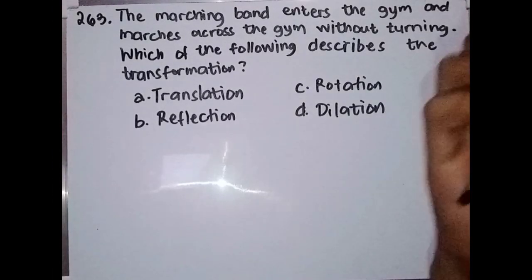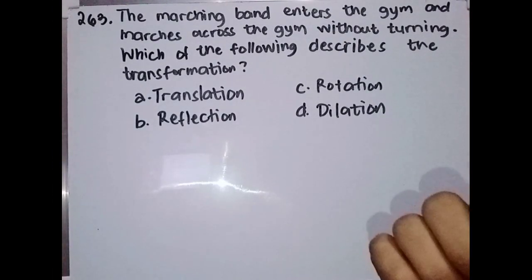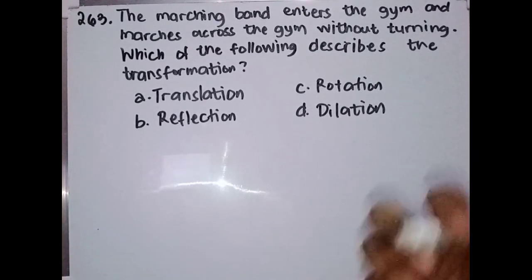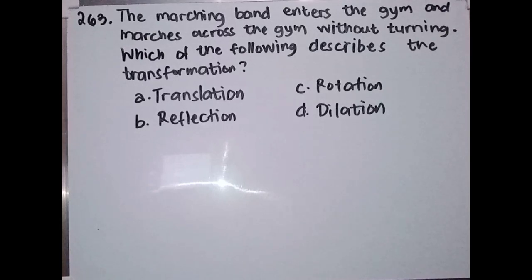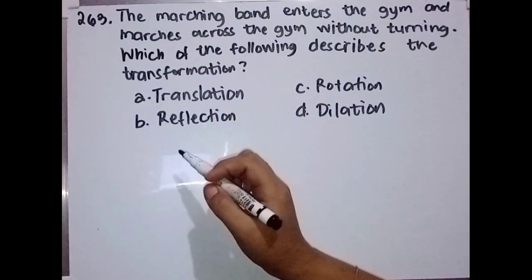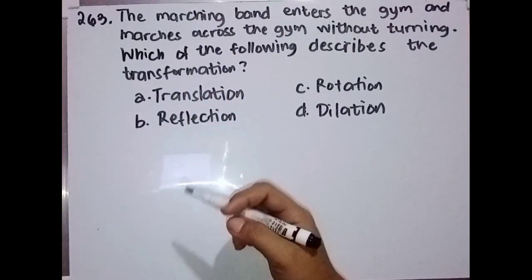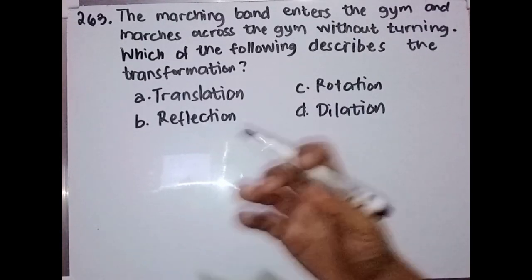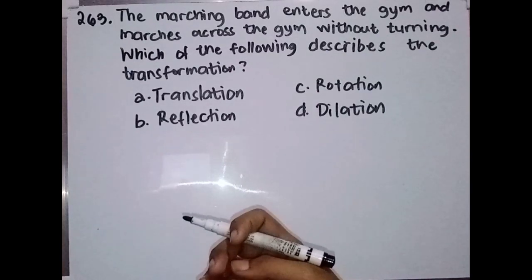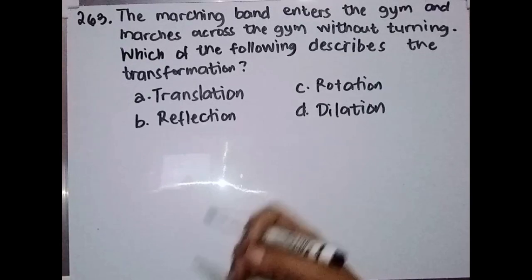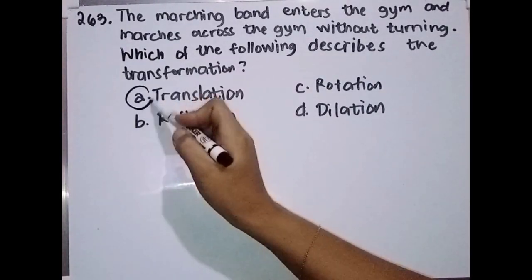Let's proceed to 263. The marching band enters the gym and marches across the gym without turning. Which of the following describe the transformation? It is translation. Why? Because the transformation takes each point in a figure and slides it the same distance in the same direction. So it is letter A.